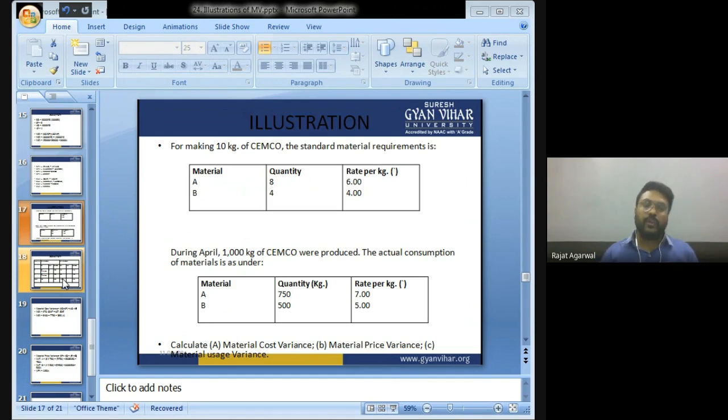So in this illustration, we will take the standard also on 1000 kg because the actual unit we produced is 1000 kg. So we will take the standard also in 1000 kg so that actual 1000 kg can be compared with standard 1000 kg. Then the comparison can be possible. So you have to calculate material cost variance, material price variance and material usage variance. Three types of variances you have to calculate.